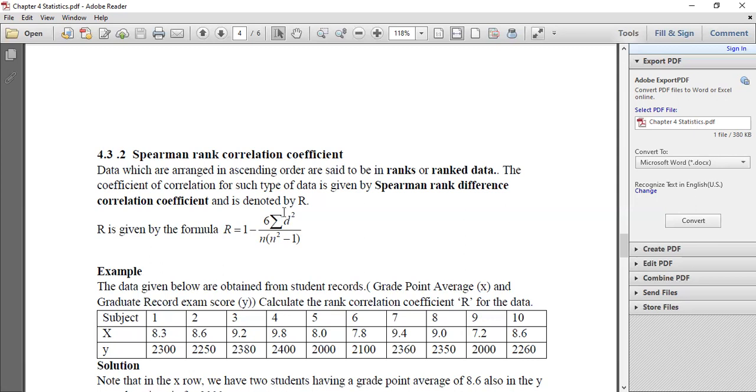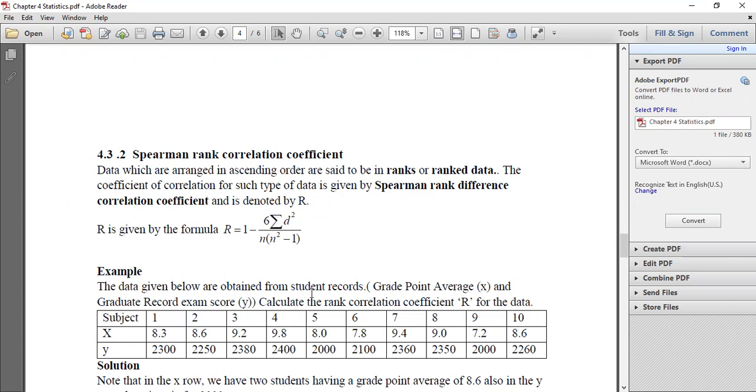Then we have a formula for this. Again, a simple formula. We denote this by capital R, and we say R is equal to 1 minus a fraction: 6 summation of D squared, divided by N into N squared minus 1. So I hope you can see that, and you've written it down. So this is the Spearman rank difference correlation coefficient. So this is the formula. Here we already know what N is, but now we want to know what D is, then D squared. So we have an example.